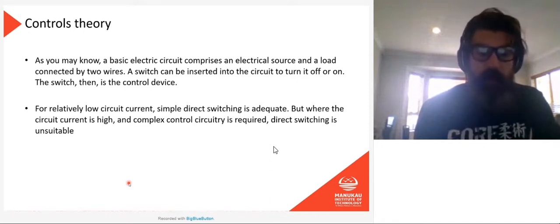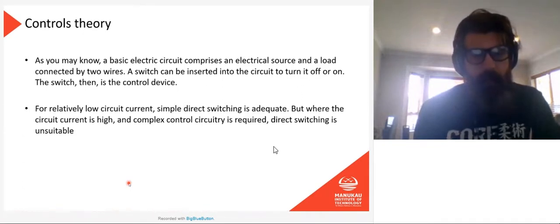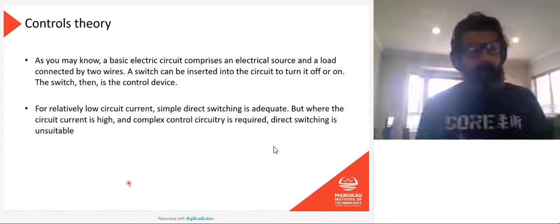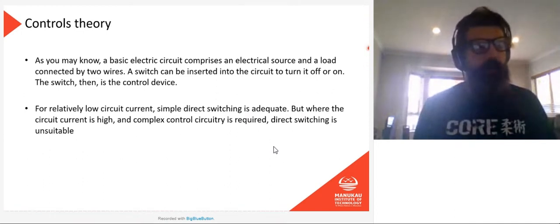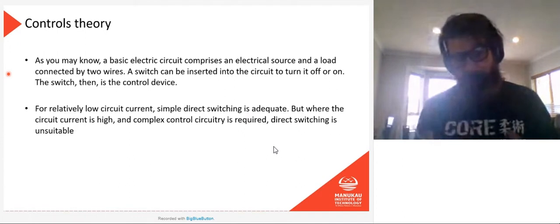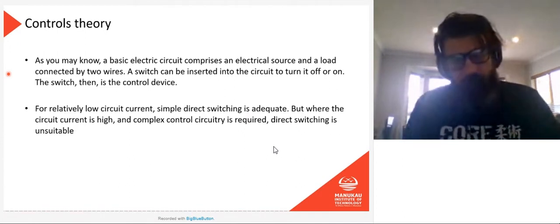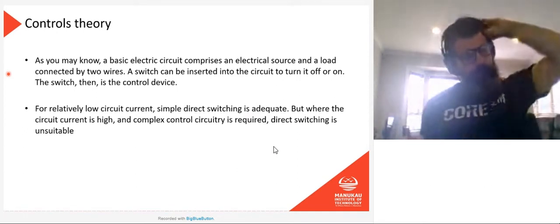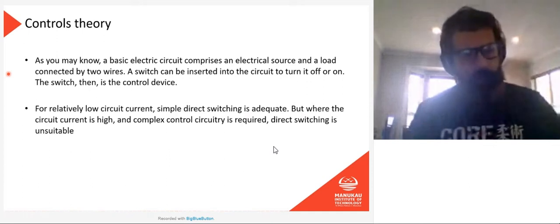Once the current gets higher than that, then the direct switching becomes a problem. Because we need very high current switches, which means we're going to need big contacts, that kind of thing, inside that, which becomes more difficult and expensive to build those switches. They certainly exist, don't get me wrong, but above a certain current, they become more difficult.